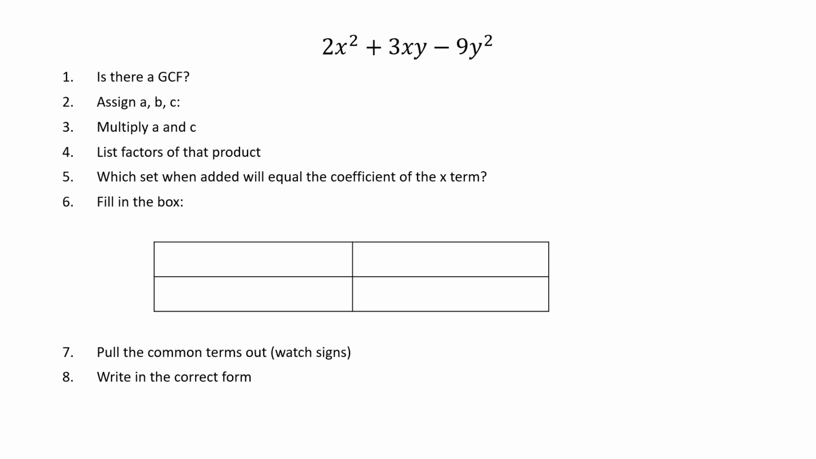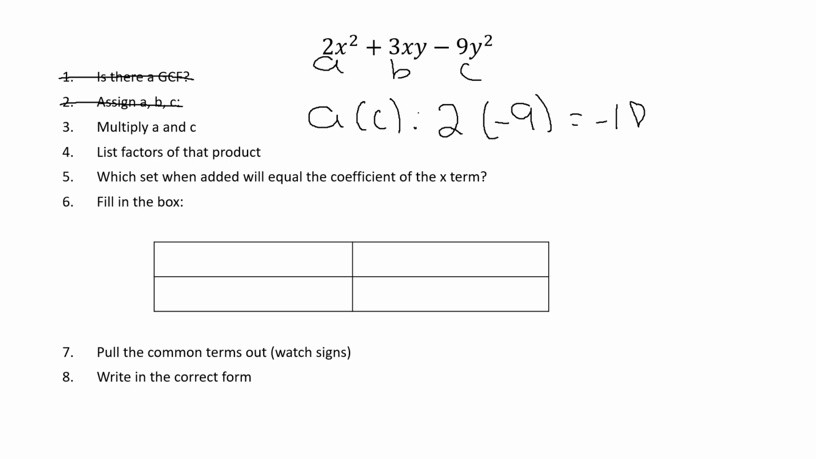All right, so if I look at this to see if there's a greatest common factor, I can already tell you 2, 3, and 9 have nothing in common. If I look at the letters, nothing matches in all 3, so there's no greatest common factor. So now I'm going to assign my A, B, and C. I'm going to multiply A times C, which is 2 times negative 9. Make sure you keep that negative with this, which is negative 18. So there's my multiplication of A and C.